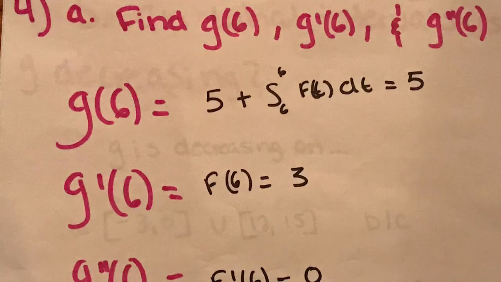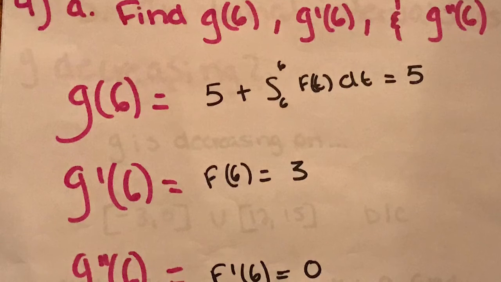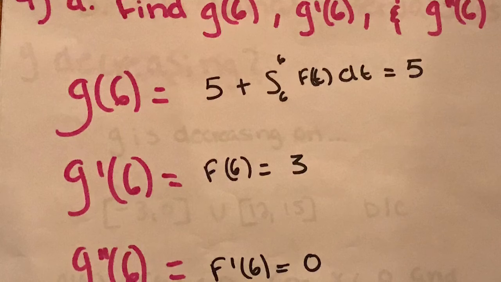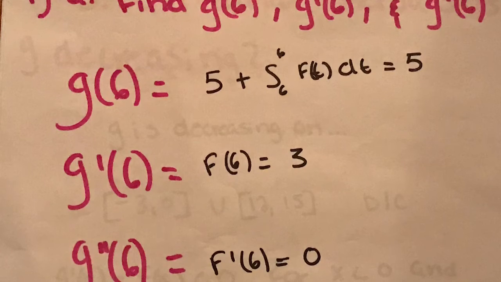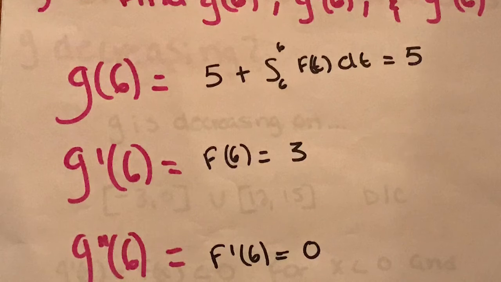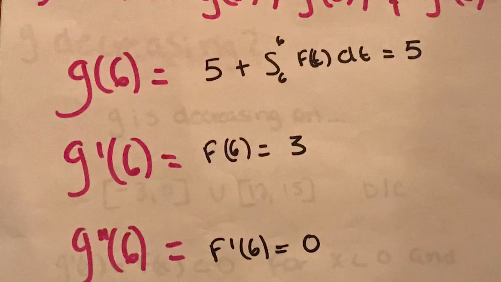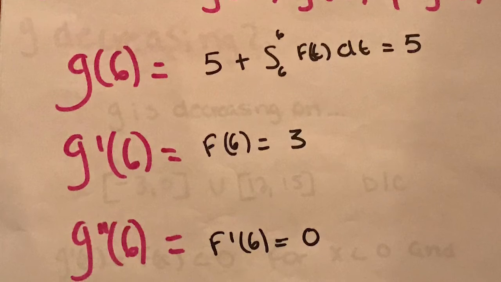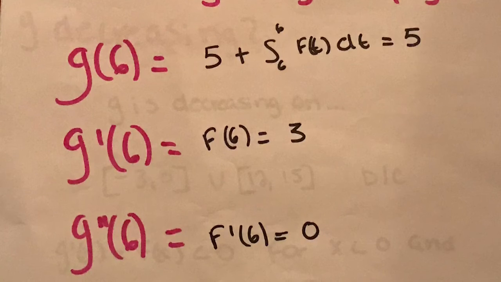To begin with, we'll find g of 6. We put in the original function: 5 plus the integral from 6 to 6 of f of t dt. Since 6 to 6 is not going anywhere, the answer would just be 5.